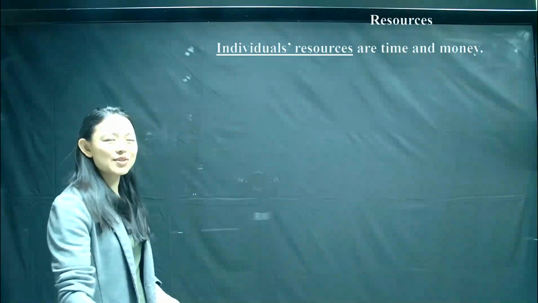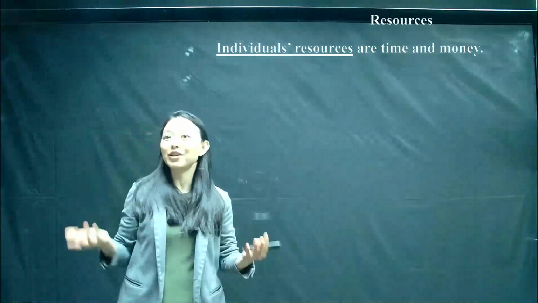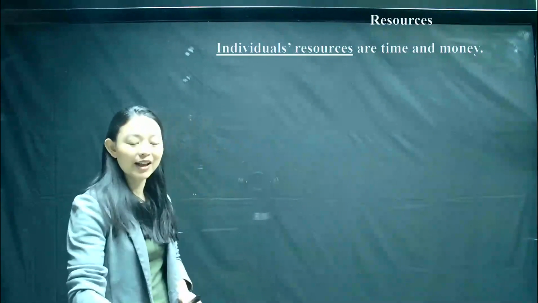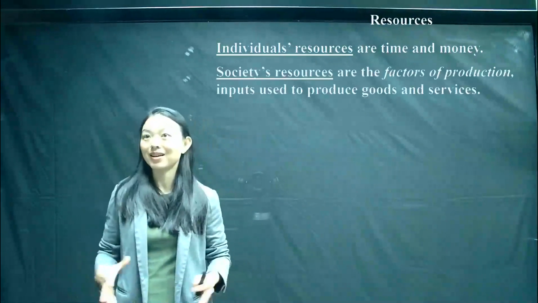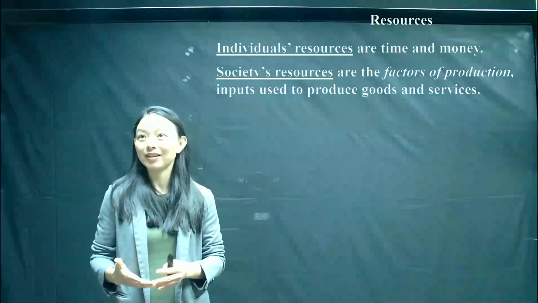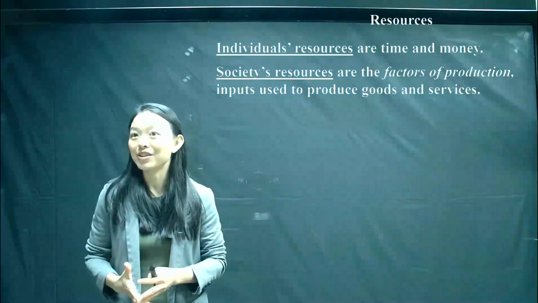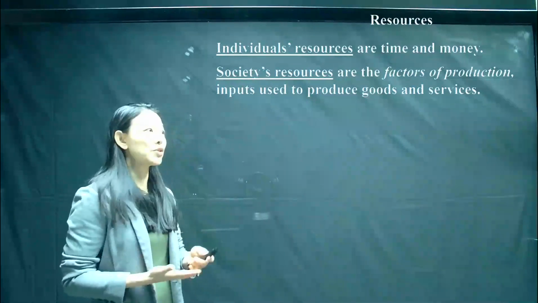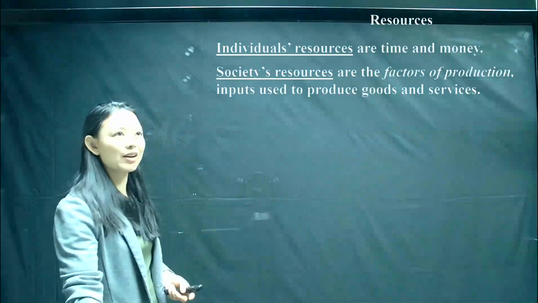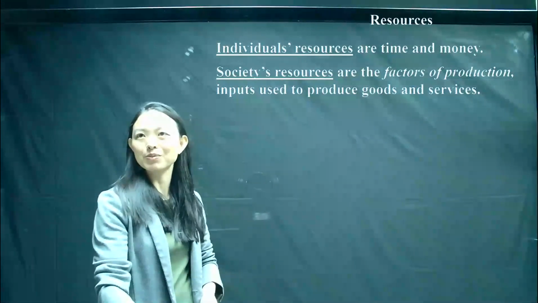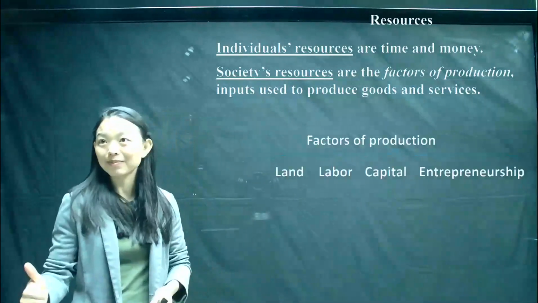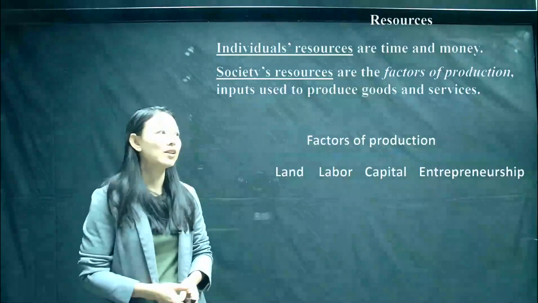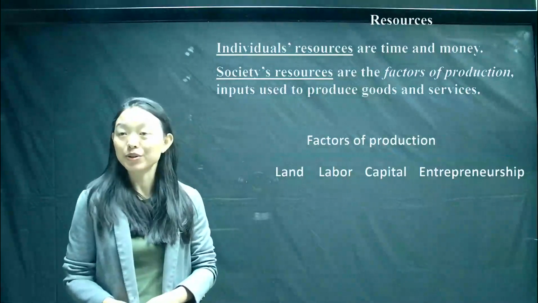Regarding resources, if we think about individual resources, they could be our time or our money, right? And if we think about the resources in our society, they could be factors of production, which are used to produce goods and services. There are several categories of factors of production, including land, labor, capital, and entrepreneurship. Those we can treat as factors of production.